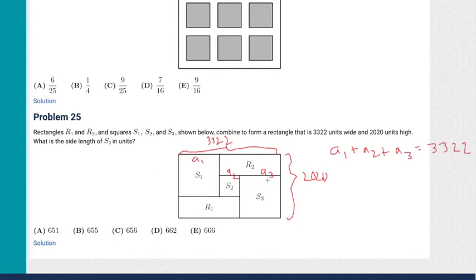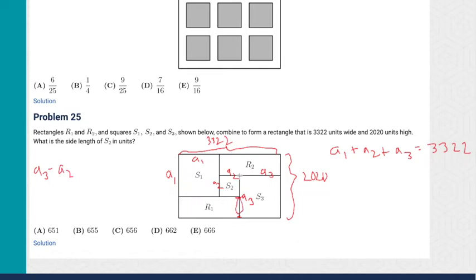3322. Cool. And now we can use the other piece of information that's given to us, which is the height. So we need to figure out a way to combine these three lengths to give us 2020. And because they're squares, we know that the height of S1 is also A1, the height of S2 is also A2, the height of S3 is also A3. So we need to be careful when we're doing this. We need to see that A3 minus A2 is going to give us this. A3 minus A2, right? Because you're taking this length and you're subtracting this length from it. So that's what A3 minus A2 will give. So A3 minus A2 is this part, right?